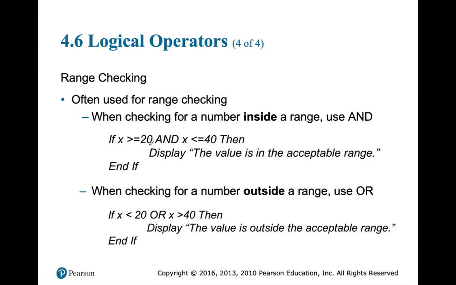So in this case, if we're checking if x is between 20 and 40, we would use and. We're using if x is greater than or equal to 20 and x is less than or equal to 40, then we're going to display that the value is in the acceptable range. However, if we want to check for a number outside of the range, we're going to use or. If x is less than 20 or x is greater than 40. Both of these would be outside of this range right here between 20 and 40.